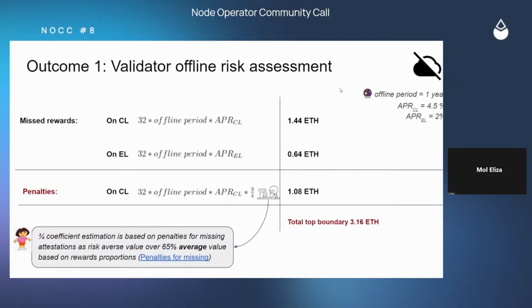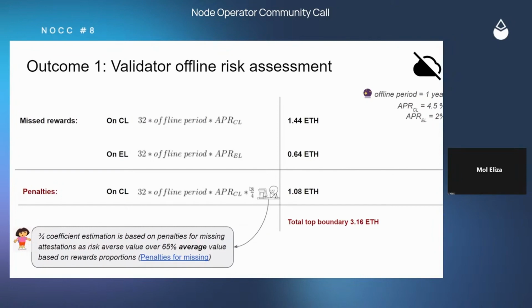For a validator going offline, there is a part of missed rewards, the rewards that the validator didn't get for this time, and it's basically the validator balance multiplied by period, multiplied by APR on CL and EL, and penalties that are accumulated on this level, which could be measured as missed rewards on the consensus layer multiplied by 3/4.